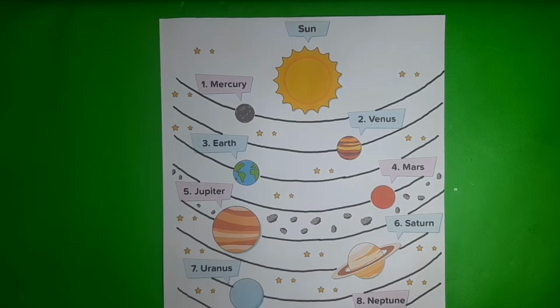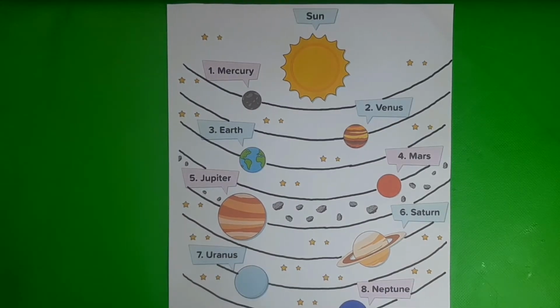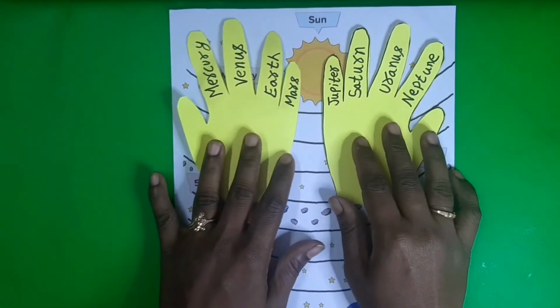Now without any further delay, let's learn how to teach kids to memorize the planets in a fun way with many activities I'll be showing you. Let's get into the first activity. In this activity, I'll be teaching you how to teach your children to say the planets in order in a very easy way. So this is our first activity.